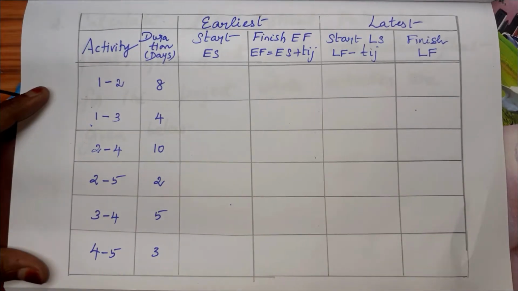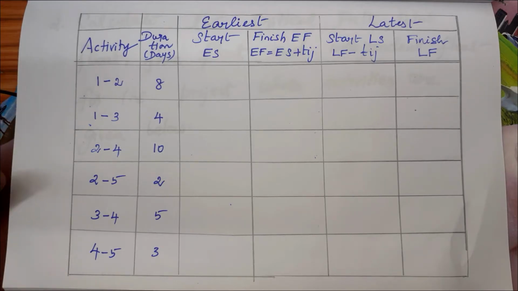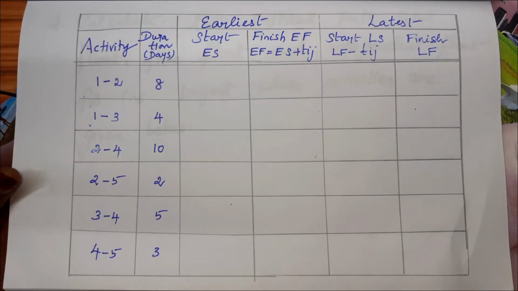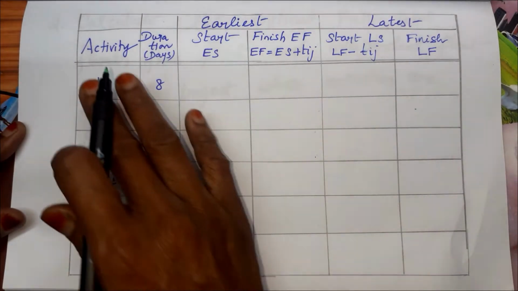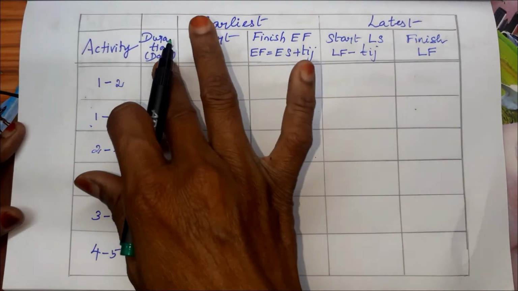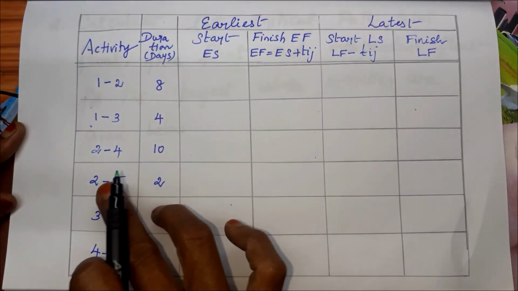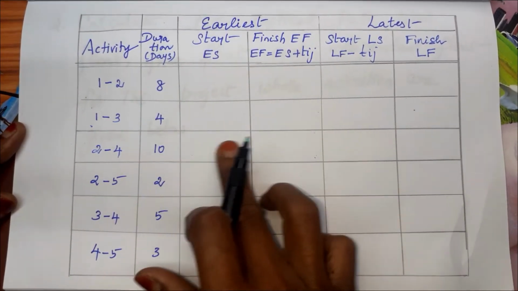So now come to the table. Here we are going to find the earliest time and latest time, which they asked in the question. Simply they are not asking you to find the critical path. They are asking you to find the earliest and latest time durations. For that we are going to fill this table. For that I have taken the activities given and the corresponding durations given. First we are going to fill these two values.